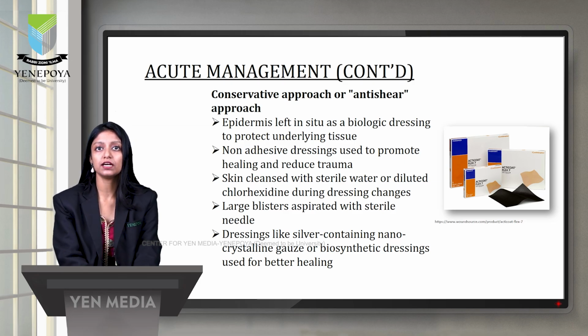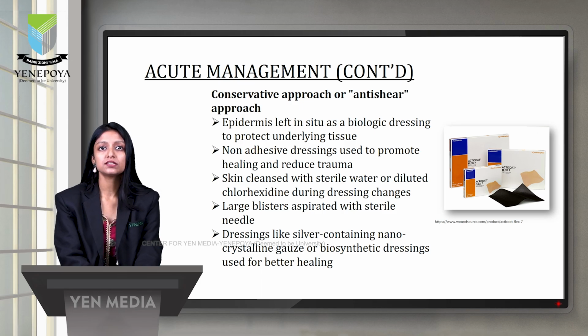Then skin will be cleansed with sterile water or diluted chlorhexidine during the dressing changes. Then large blisters which are present can be aspirated with a sterile needle, but the skin will be left in place. We are not going to remove the epithelial layer. Then dressings like silver-containing nanocrystalline gauze or biosynthetic dressings will be used for better healing purposes.